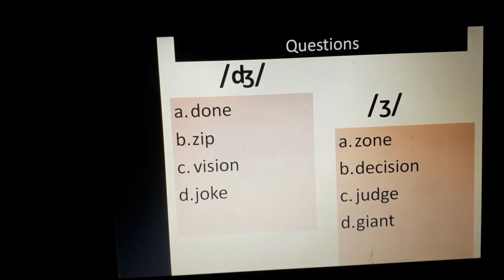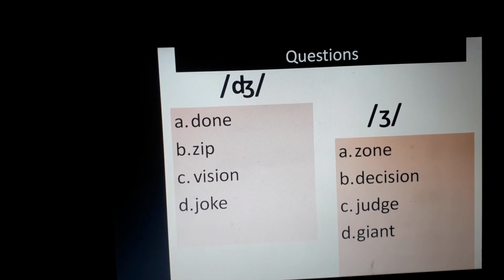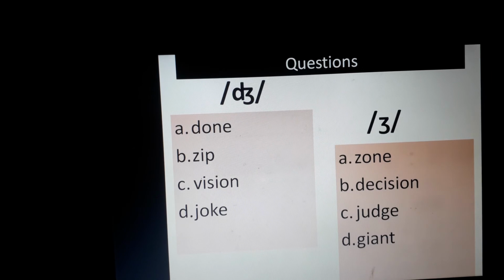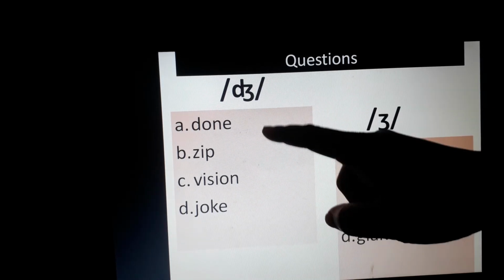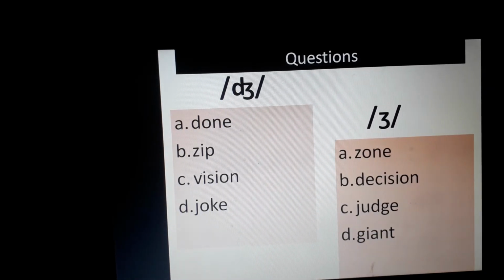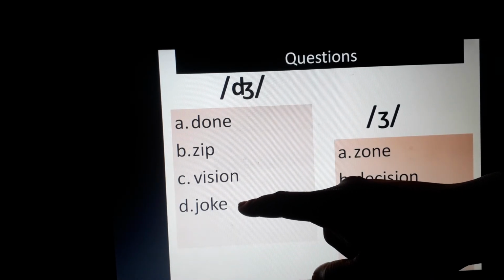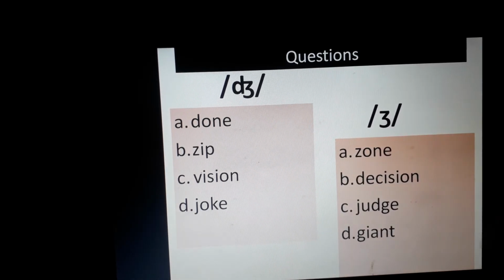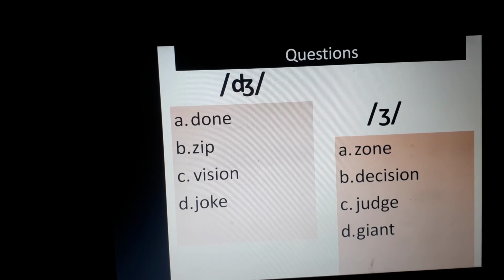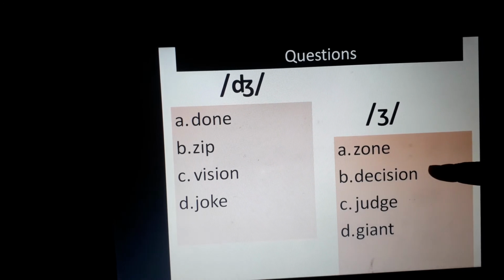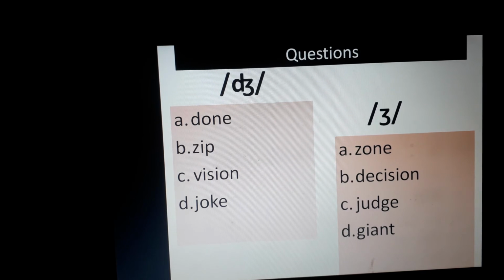Let's look at the examples for our exercise. Can you tell me what our answer could be here? Good job. If you chose joke, that's correct. How about here? Very good. If your answer is decision, that's very good.